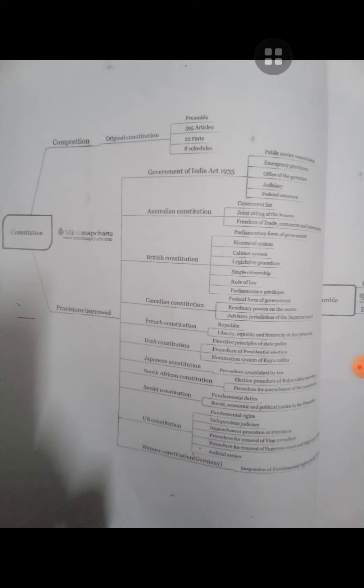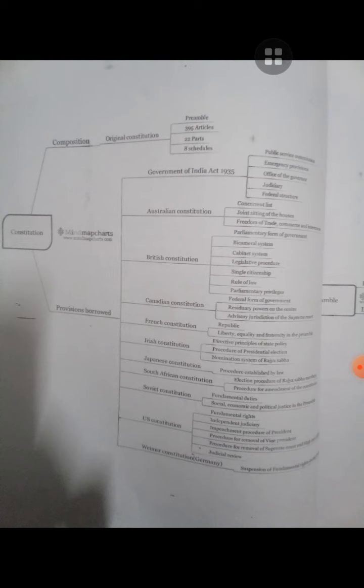Irish: directive principles, procedure for the presidential election and nomination of members to the Rajya Sabha. Japanese: procedure established by law. South African Constitution: election procedure for the Rajya Sabha and the procedure for amendment. Soviet Constitution: fundamental duties and social, economic, political justice. And the US Constitution: fundamental rights, independent judiciary, impeachment procedure of the president.